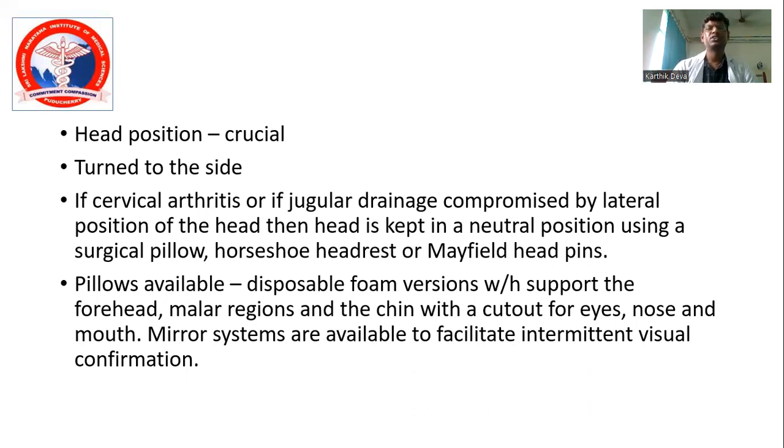Head position, which is very crucial, can be turned to one side. If there is cervical arthritis or the jugular vein is compromised by the lateral position of the head, then the head is kept in a neutral position using a surgical pillow, horseshoe headrest, or Mayfield headpins. Pillows available are disposable foam versions which help support the forehead, malar region, and the chin with a cutout for eyes, nose, and mouth. Mirror systems are also available to facilitate intermittent visual confirmation.